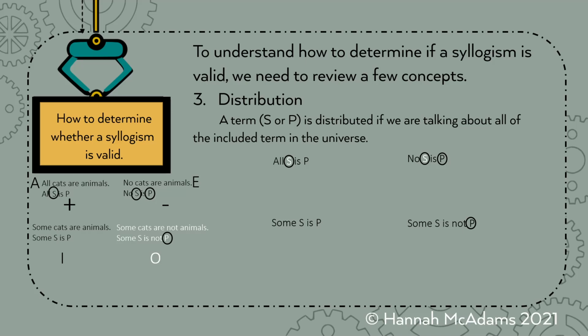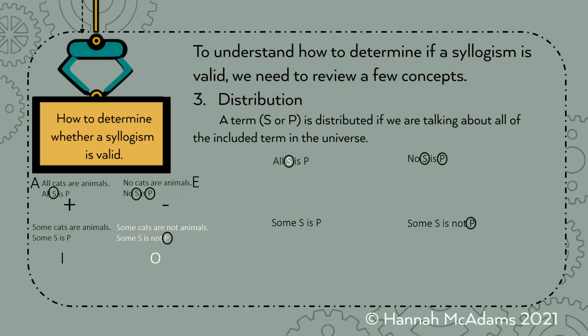Okay, now I want you to notice this. At the top, all and no, both of those subjects are distributed. So the subjects are both distributed at the top. And on the right, both of the predicates are distributed. So that's how I remember how to do it. I just remember this little pattern: the two S's at the top and the two P's on the right are distributed.